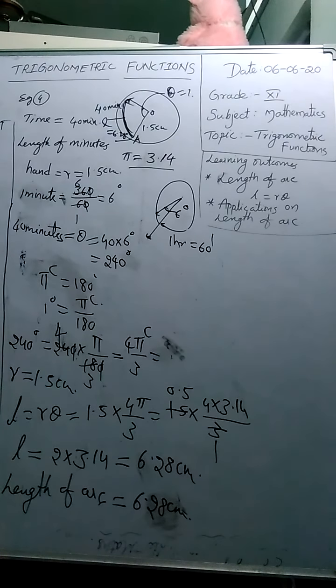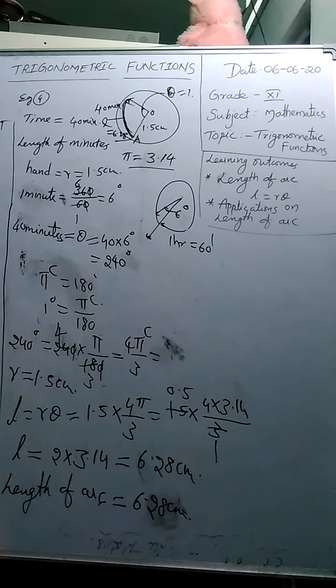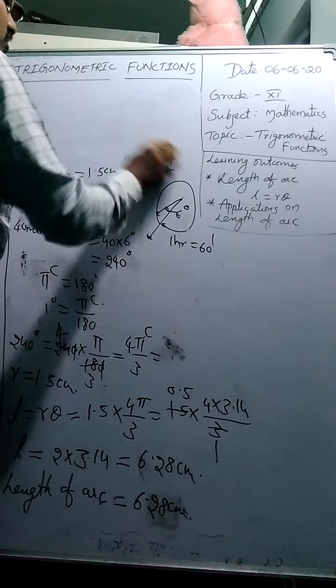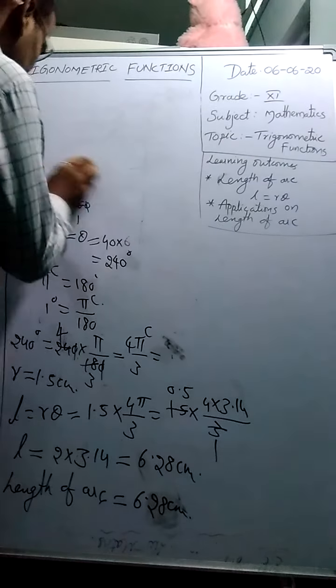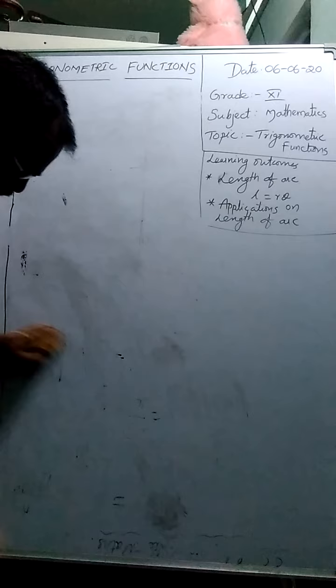The length of arc traveled by the minute hand in 40 minutes is 6.28 centimeters. This is another application on length of arc. Let us discuss one more application based on this, students. Please remember, whatever has been covered so far in these 2 periods, 2 classes, based on that you will get one assignment. Please solve it within the given time. So let us discuss one more application.